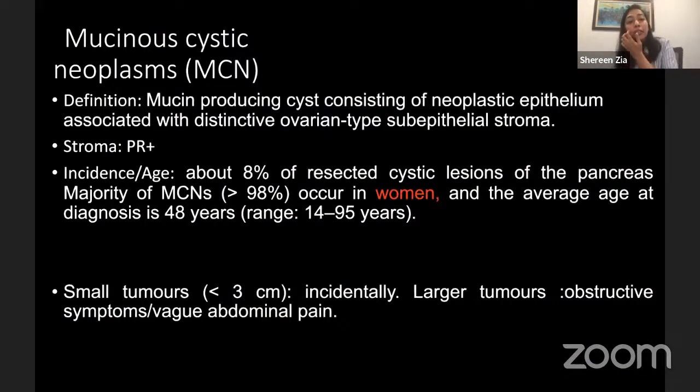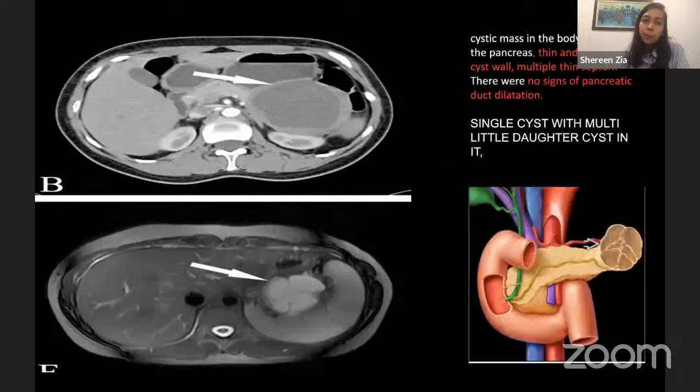So this lesion was categorized as mucinous cystic neoplasm. By WHO definition, they are mucin-producing cysts. They consist of neoplastic epithelium that is associated with distinct ovarian-type subepithelial stroma. They are more so present in women, ranging in age from 14 to 95 years. They're small tumors, usually less than 3 centimeters, and they're incidentally found. They can be larger. When they're larger, they present with obstructive symptoms and vague abdominal pain.